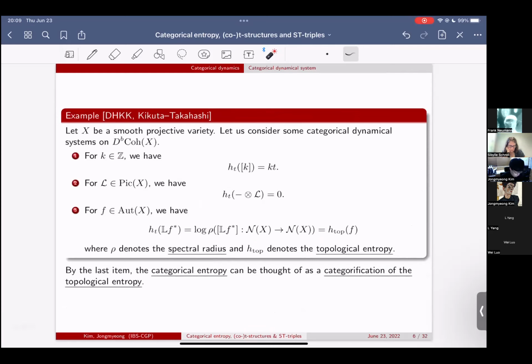Now let's see some examples. Let X be a smooth projective variety, and let's consider some dynamical systems on the derived category of X. First, the categorical entropy of the shift by k functor is kt. And the entropy of tensoring with a line bundle is 0.